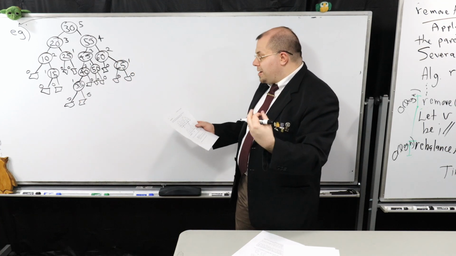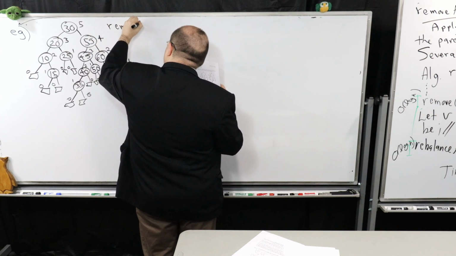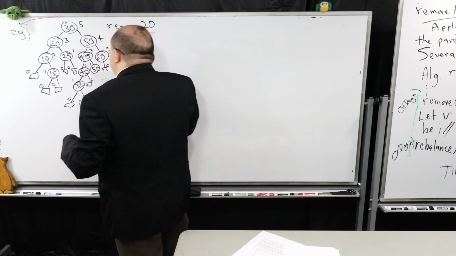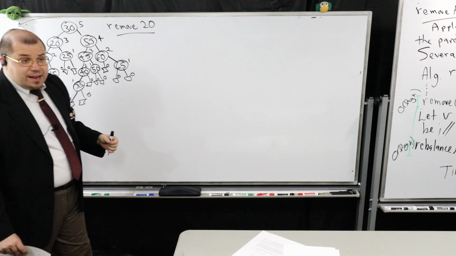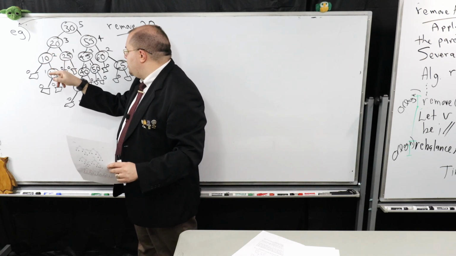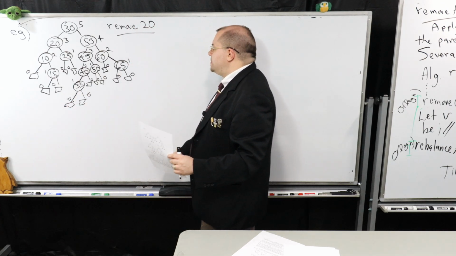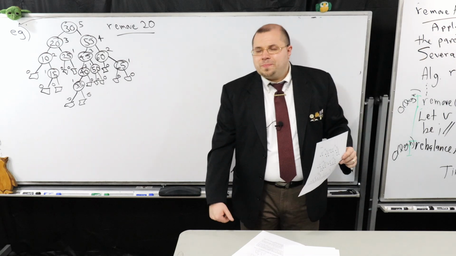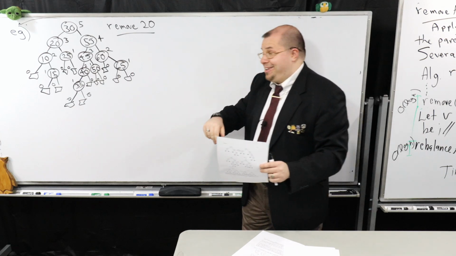So what I'm going to do is remove 20 first. So I'm going to perform a removal for 20. Remember, I have this down process where I find where 20 is. Now I have a question for you. Do you remember those two cases I had for remove? In this case, notice that both my children are internal nodes. So do I have case 1 or case 2? Case 2, very good.